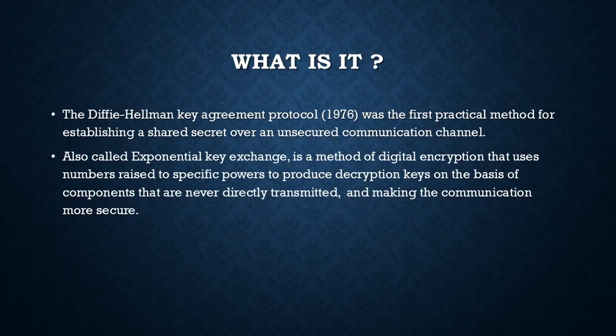What is it? The Diffie-Hellman key agreement protocol was the first practical method for establishing a shared secret over an unsecured communication channel. Also called exponential key exchange, it is a method of digital encryption that uses numbers raised to specific powers to produce decryption keys on the basis of components that are never directly transmitted, making the communication more secure.